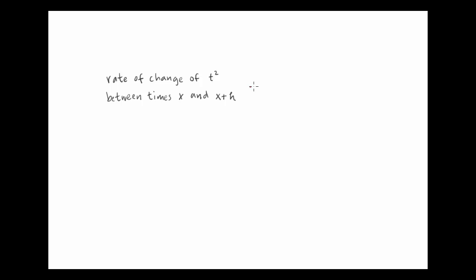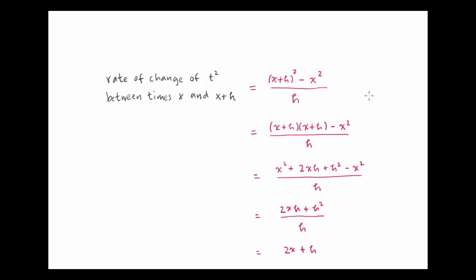Now we can algebraically calculate the rate of change of the temperature if we divide the change in temperature by the change in time, and the change in temperature would be x plus h, which is the time of the second measurement, squared, minus the time of the first measurement, x squared, over the change in time, which is h. Now this algebra is no problem.